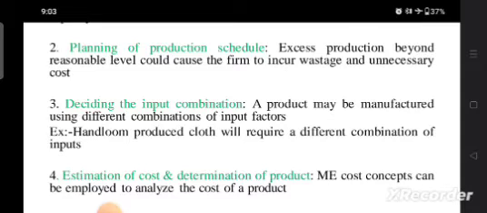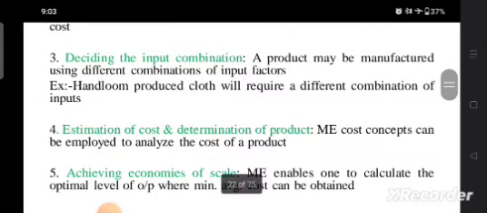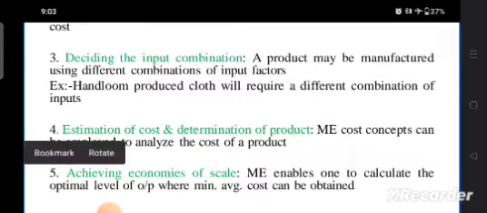So the next one is estimation of cost and determination of the product. Here managerial economics and its cost concepts can be employed to analyze the cost of the product, and profit can be maximized either by increasing the revenue or by decreasing the cost. Revenue depends on the market, while cost is basically a function of the firm. And the next one is achieving economies of scale. Managerial economics enables one to calculate the optimum level of output where the minimum average cost can be obtained. That can be achieved by using managerial economics.